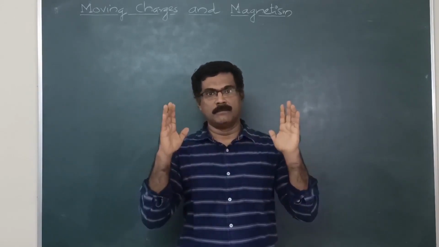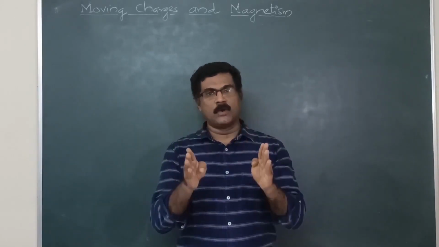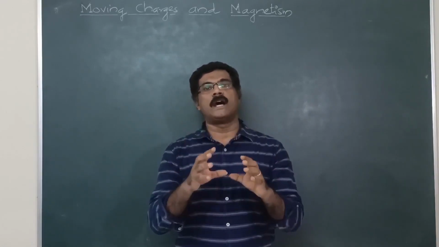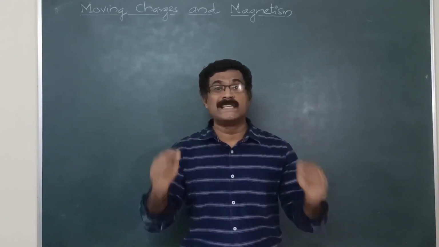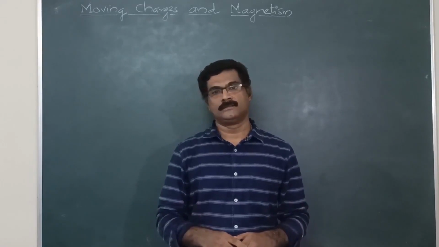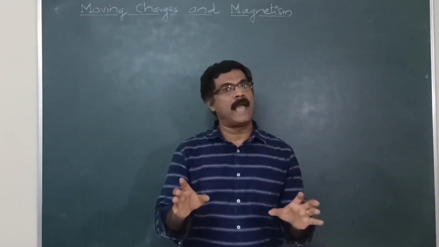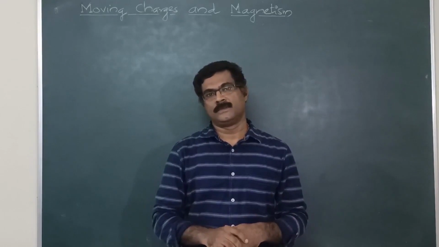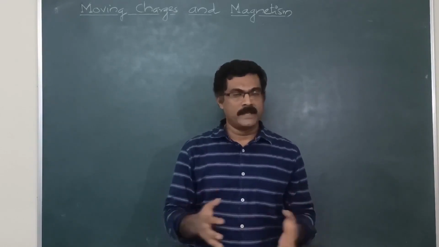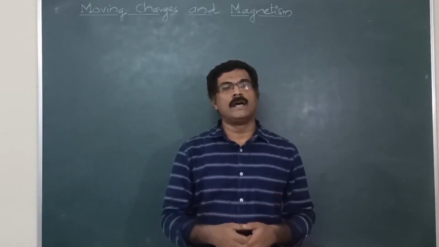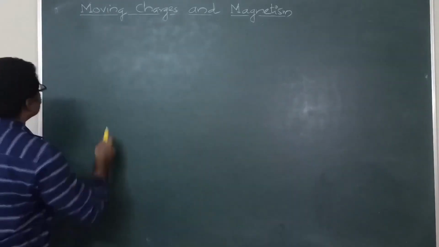And here the important point is this: magnetic Lorentz force is acting only on the charged particle when it is crossing the magnetic field. So these are the points. Now we can move to the next point of the chapter.